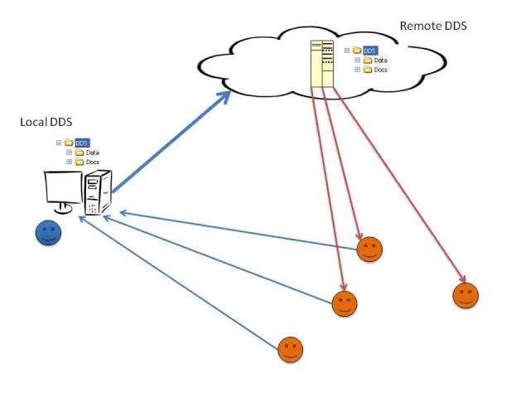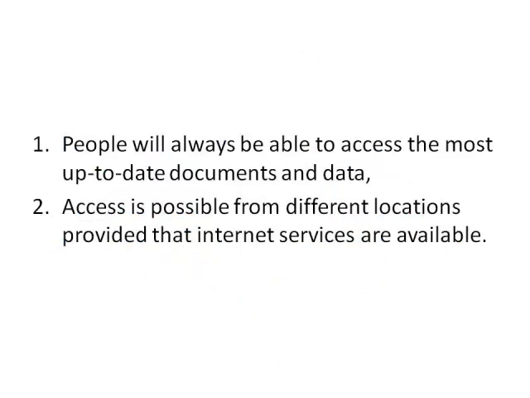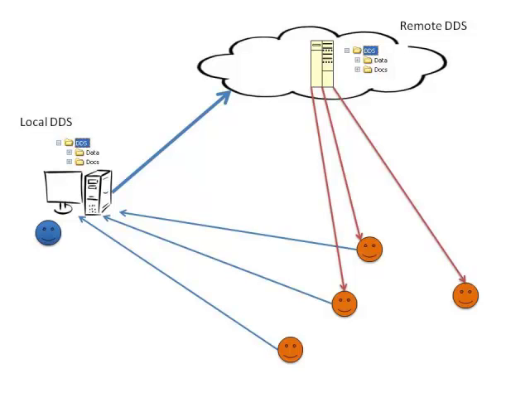The next step in the evolution of the DDS would be to make the data and documents available to users directly from a remote DDS. This has two advantages. First, people will always be able to access the most up-to-date documents and data. Second, access is possible from different locations, provided that internet services are available. Of course, the project will need to set up permissions and a policy for access, as is discussed later on.